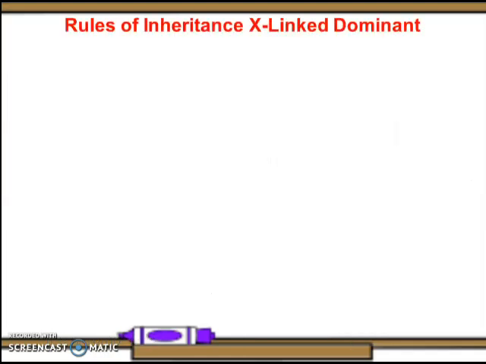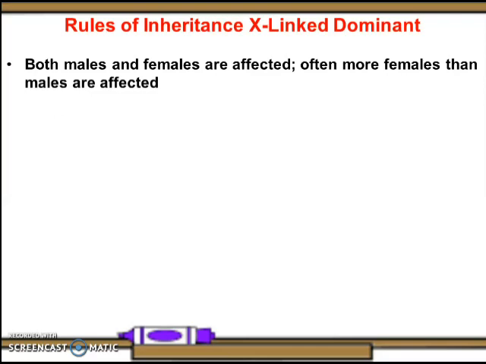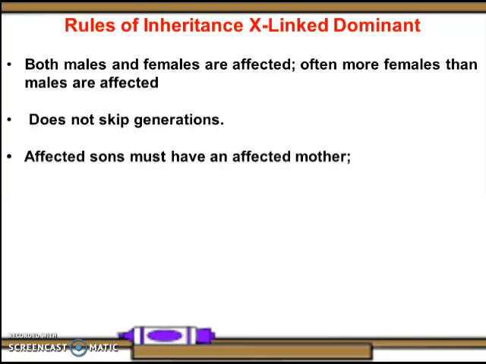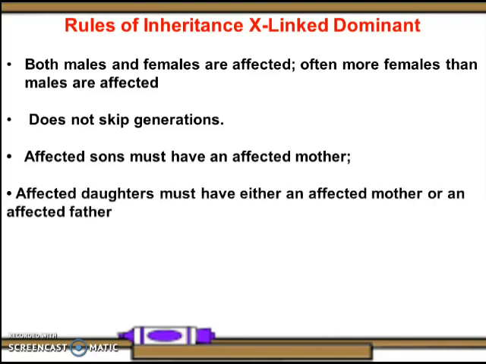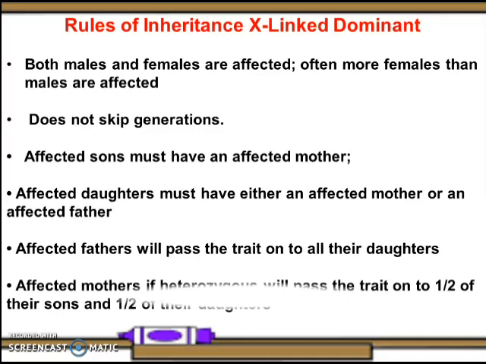Now let's look at the rules of inheritance for X-linked dominant. Both males and females are affected. Often more females than males are affected. It does not skip generations. Affected sons must have an affected mother. Affected daughters must have either an affected mother or an affected father. Affected fathers will pass the trait on to all their daughters, and affected mothers, if heterozygous, will pass the trait on to one half of their sons and one half of their daughters.